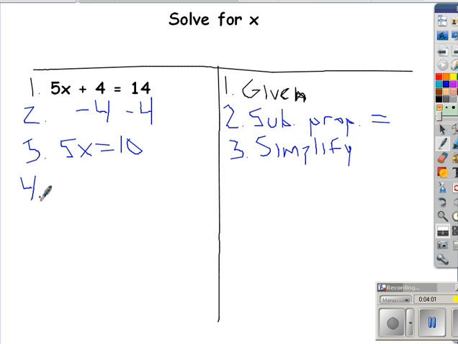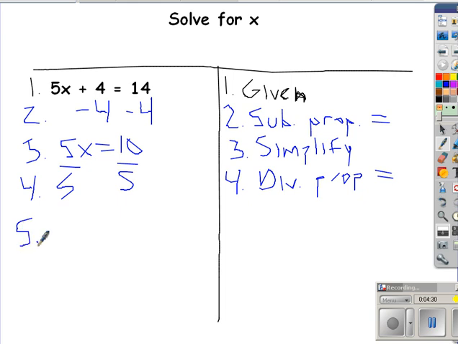Next, if I were going to solve for x, I would divide both sides by 5. And the property that allows me to do that is the division property of equality. So again, I'm going to abbreviate div prop. Board is running a little slow today, so that does say property, believe it or not. And then my final step here, if I actually do the division, 5 divided by 5 is 1x. 10 divided by 5 is 2. And then the reason I can do that is by simplifying.